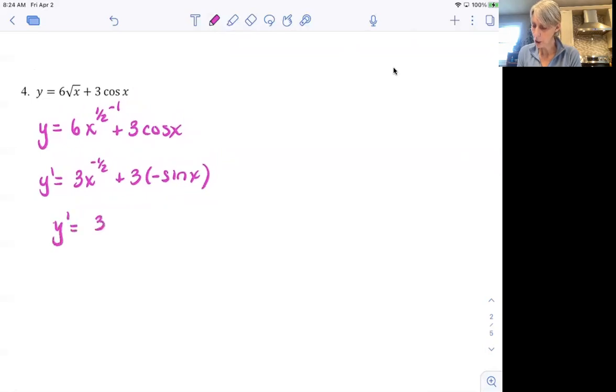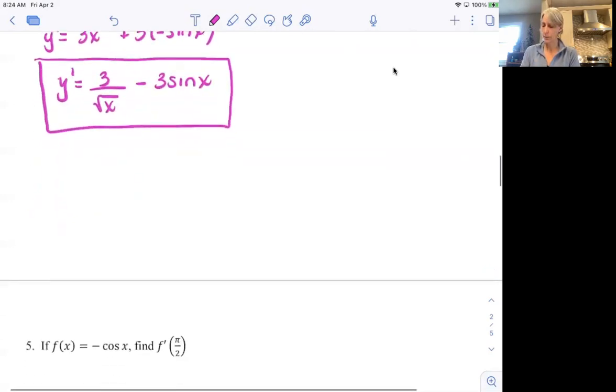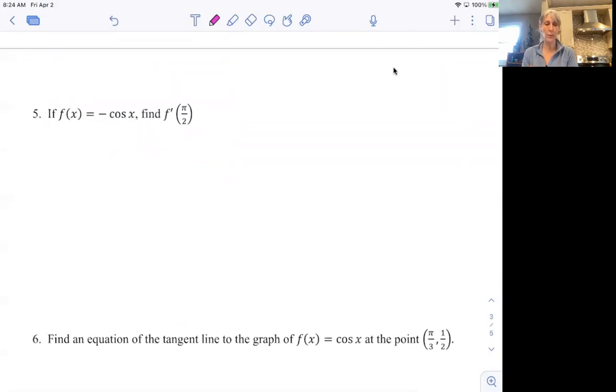And we're going to continue with rewriting with positive powers and radical signs if needed. Now, anything we already know how to do can now include trig derivatives. So if f of x equals negative cosine x, find f prime of pi over 2.